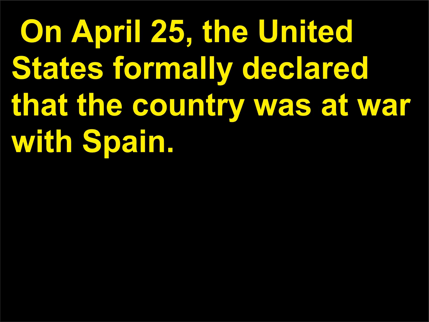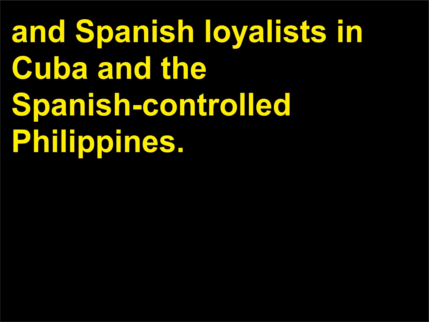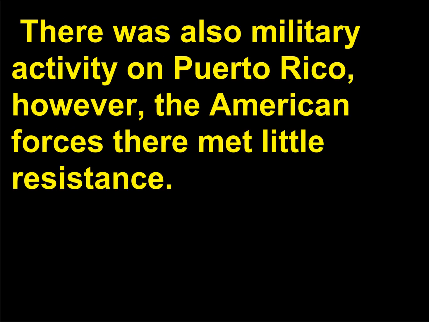On April 25, the United States formally declared that the country was at war with Spain. In the months that followed, American forces battled the Spanish and Spanish loyalists in Cuba and the Spanish-controlled Philippines. There was also military activity on Puerto Rico. However, the American forces there met little resistance.